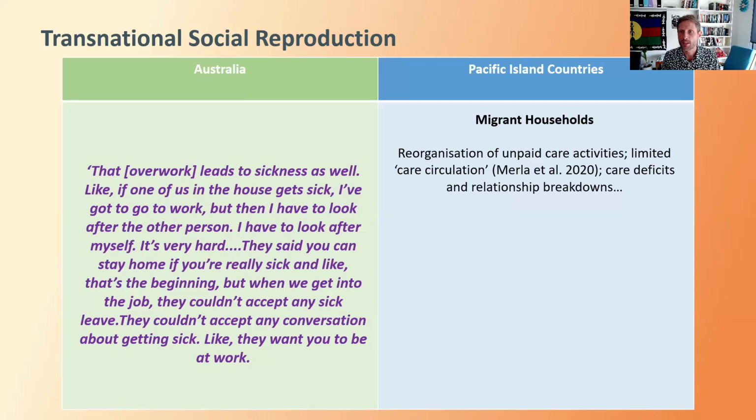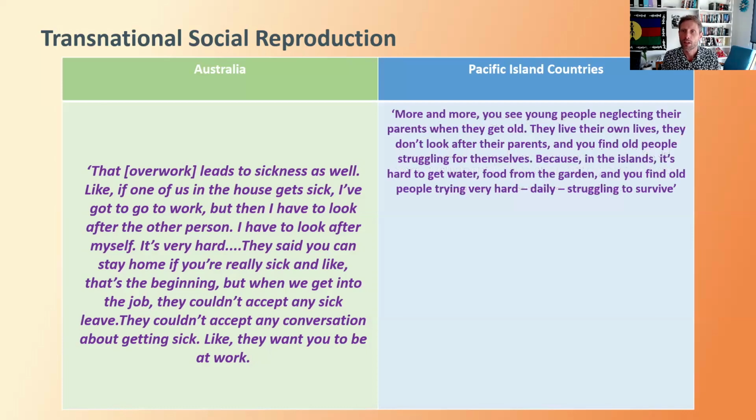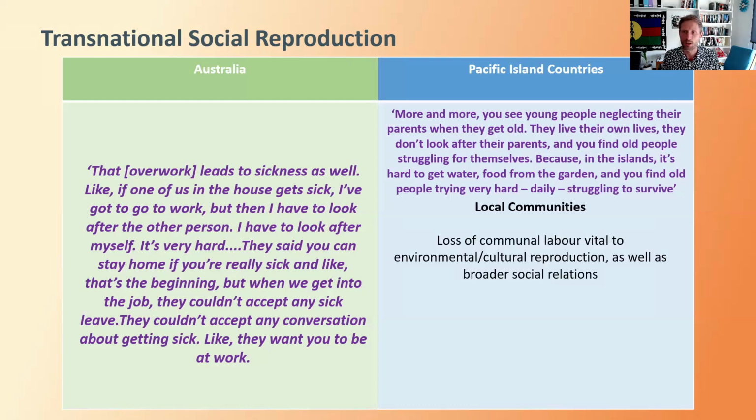In Pacific Island countries, instead, what I'm seeing is, amongst migrant households, a reorganization of unpaid care activities, but with limited so-called care circulation in terms of the transnational extension of care practices. Instead, there's been a lot of so-called care deficits and relationship breakdowns affecting family life. One worker told me that more and more you see young people neglecting their parents when they get old. They live their own lives, they don't look after their parents, and you find old people struggling for themselves. Because in the islands, it's hard to get water, food from the garden, and you find old people trying very hard daily, struggling to survive.